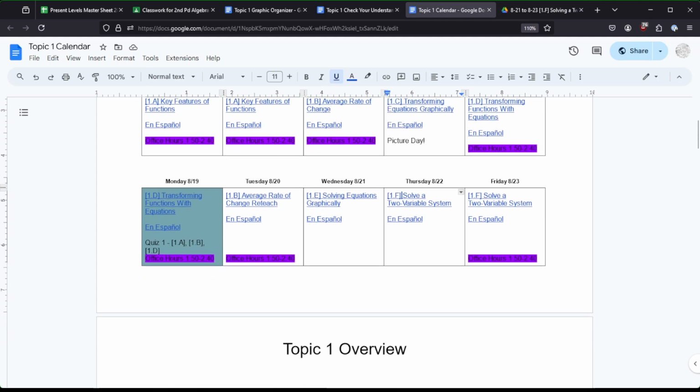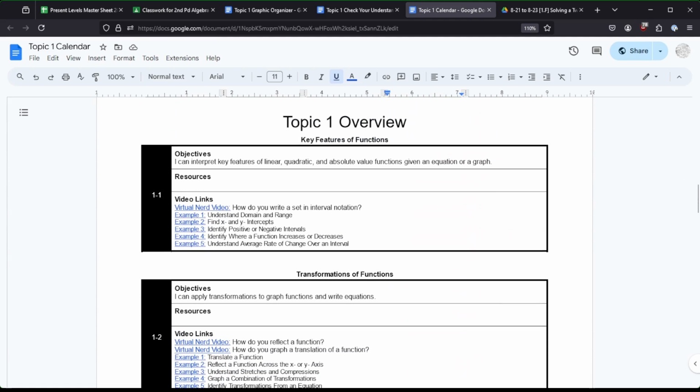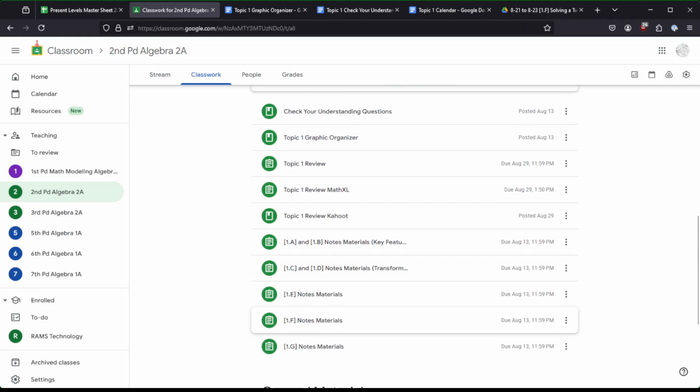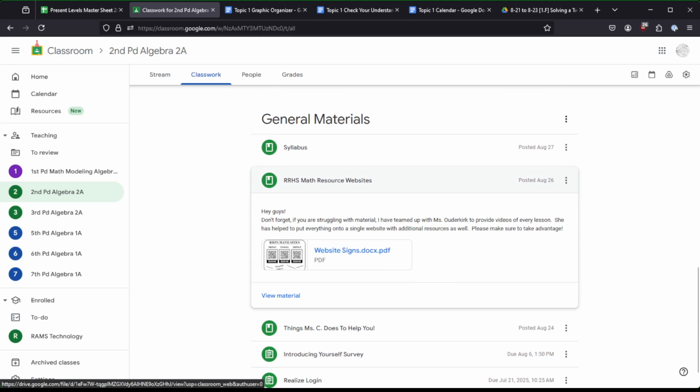Also in this calendar, if they scroll all the way to the bottom, I have videos of almost every example that we cover. I made these during COVID, so the starting ones are a little rough and then they get better over time. These videos are also shared at the bottom of Google Classroom in the RHS Math Resource website. Miss Outerkirk and I team together, and she has my videos, but she also has any supplements for anything I might have missed.